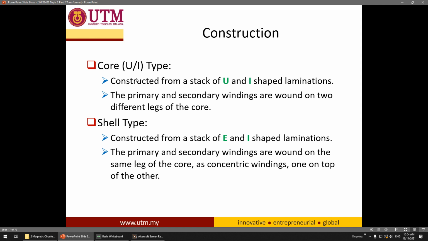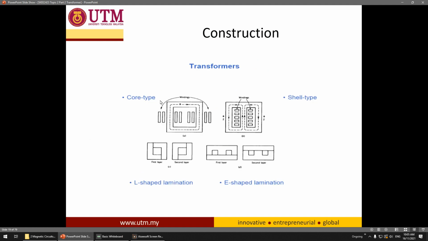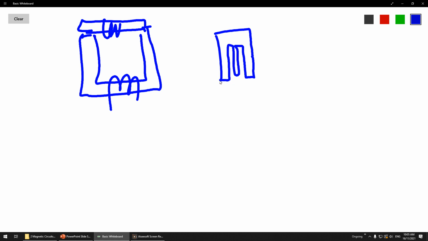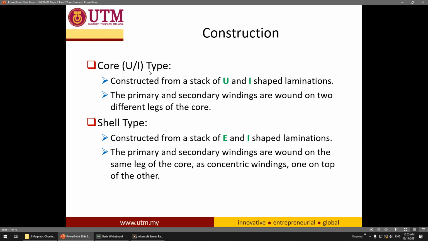Okay, another thing is the core type. You have the UI core type and the shell type. So what is the difference? Okay, maybe I should draw this. UI means that you have a U and an I. Basically you do the winding here and you do the winding here, so it is something like this. This is UI, and another one is the shell type. You have this one, and you do the winding at the center usually. So make sure you know the type of the core, either UI or shell type.